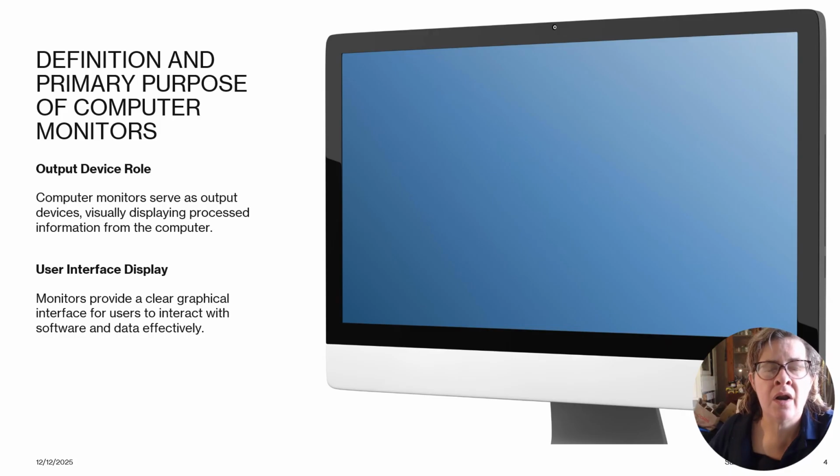When I was a computer technician, I used to have to repair vacuum tube monitors, and that was a nightmare.